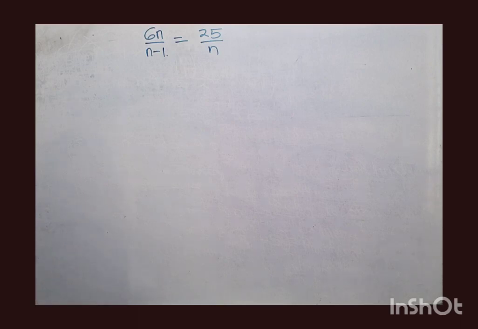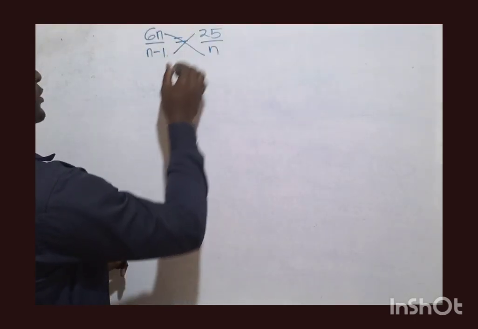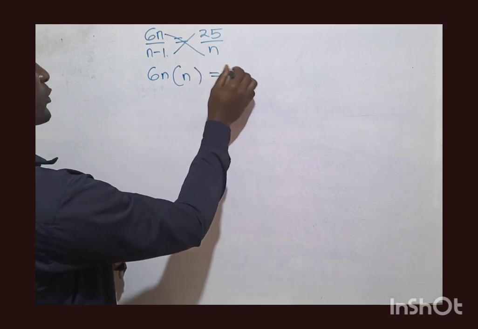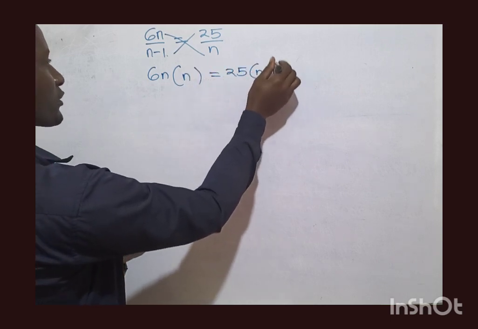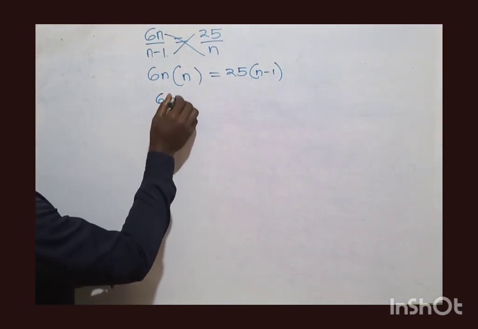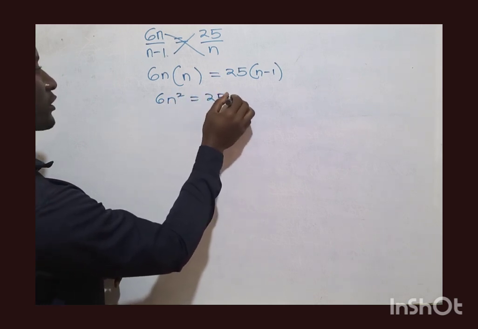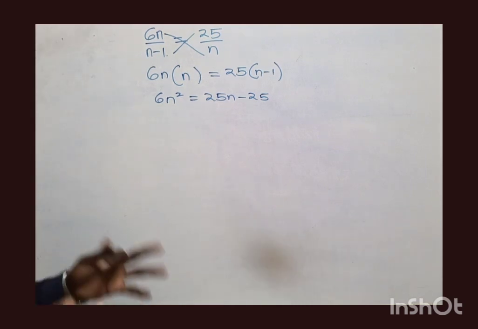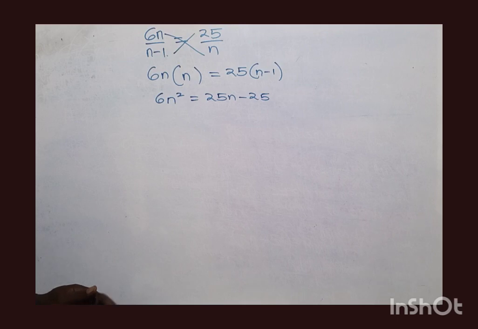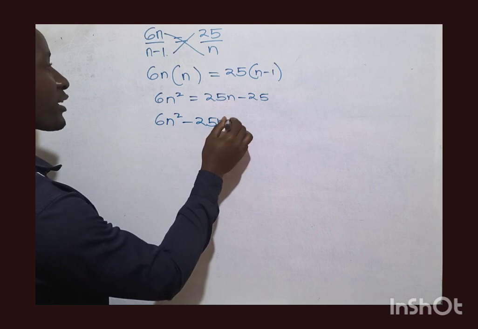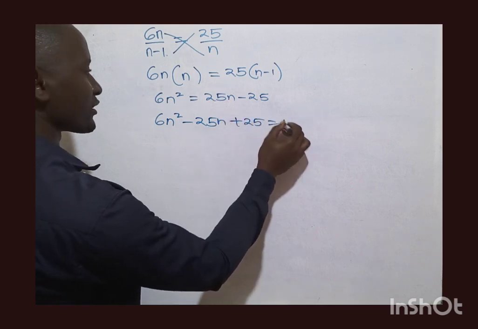So how do we form the quadratic? We simply cross multiply this equation. So we will have 6n into n equals 25 into n minus 1. In this case, if you open the brackets, you'll have 6n squared equals 25n minus 25. So you will have to rearrange these terms so that we form a quadratic equation. So this will be 6n squared minus 25n plus 25 equals 0.